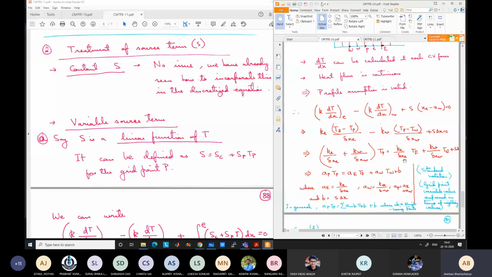Now there can be two other cases. The source term is a function. If it varies with space, then also it can be taken with some interpolation. We can assume that the source term is constant within each control volume, so for that control volume it will be s into delta x, and for the other control volume it will be the other s into delta x. So there will be no issue. If s varies with space, you just assume that s is constant within a control volume. Now the problem can come if s is a function of temperature.